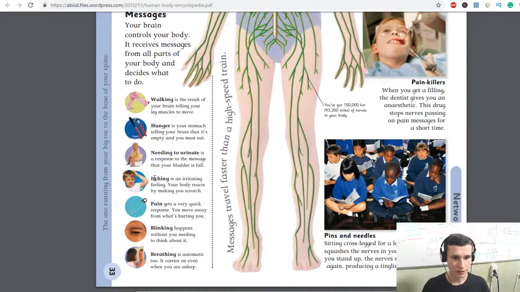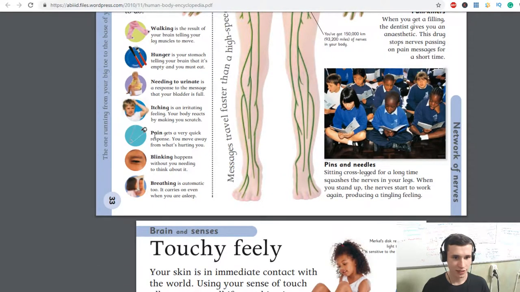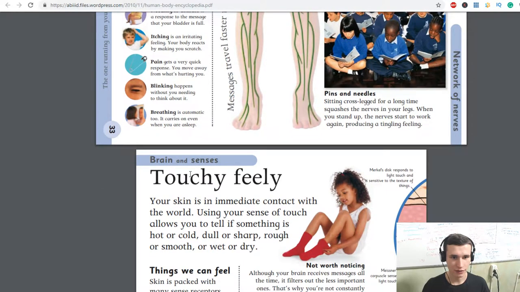Itching is an irritating feeling. Your body reacts by making you scratch. Pain gets a very quick response. You move away from what's hurting you. Blinking happens without you needing to think about it. Breathing is automatic too. It carries on even when you are asleep.